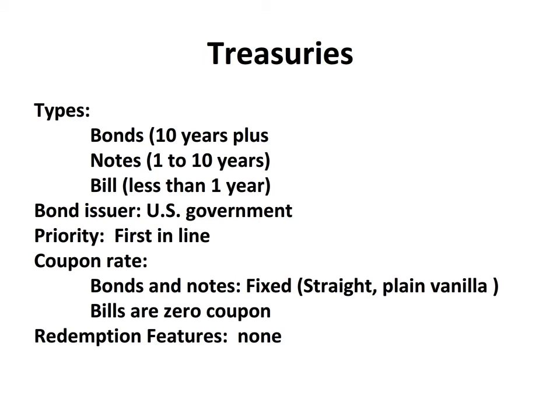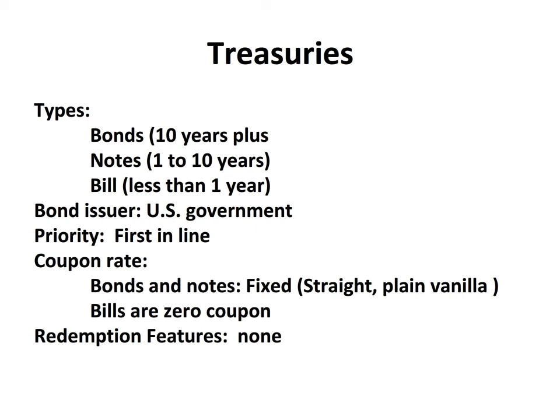What we're going to do now is focus on a particular type of bond, and that's treasuries. So what I'm going to do now is give the specifications for a treasury bond. First, there are several different types of treasury based on the length of time to maturity. Bonds are 10 years plus from maturity. Notes are 1 to 10 years, and bills are less than 1 year. So if you see that we're looking at bonds, you know it's a lengthy maturity.